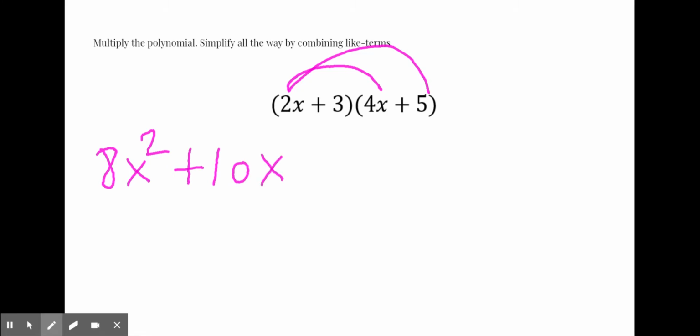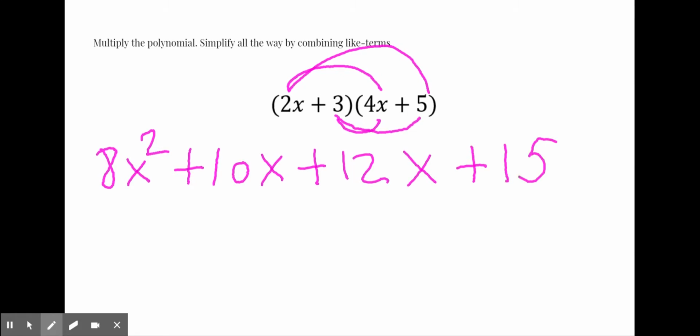All right, now we've exhausted all the possibilities for that first number. Now we go for the second number. That 3 needs to shoot the first number in the other parentheses. So you get plus 12x, and then 3 times 5 to get 15.